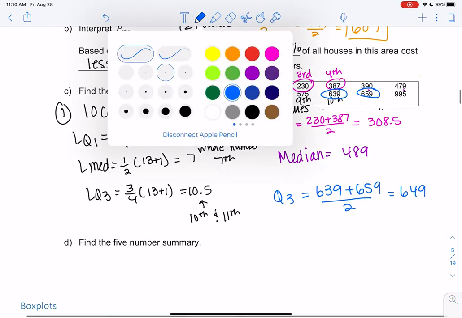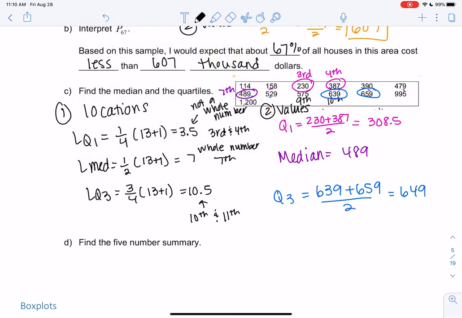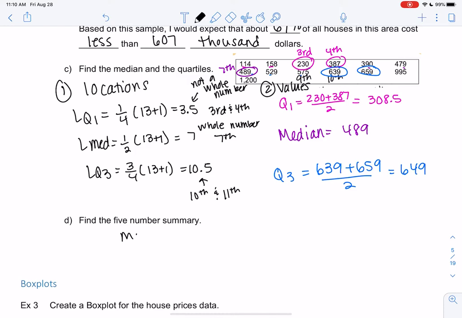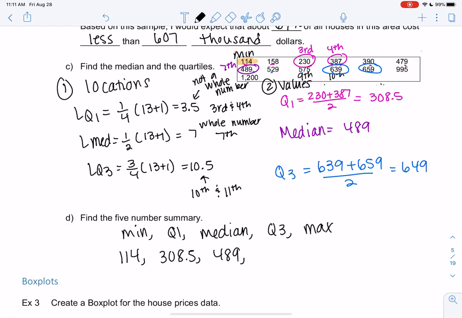And then the final thing we're going to do is make a 5-number summary, which is important because it's going to create a box plot in a second. So the 5-number summary is the min, Q1, median, Q3, and max. So the min stands for minimum value, so the min is just 114. Q1, we just found 308.5, median 489, Q3 is 649, and then the max is just the largest, so 1200. And that's our 5-number summary.